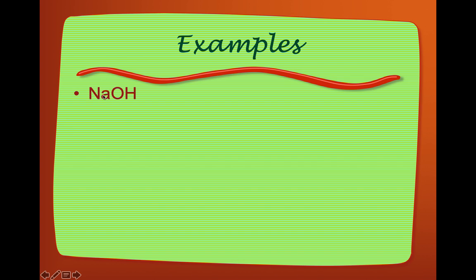That means the first name is whatever Na is. Look on the periodic table, it's a metal. It's not a Roman numeral metal, so the name is just sodium hydroxide. Why was it hydroxide? Because OH matches the ion guide sheet and the name is hydroxide. We don't change anything. We don't put prefixes on it because it's an ionic compound. First name, last name, that's it.